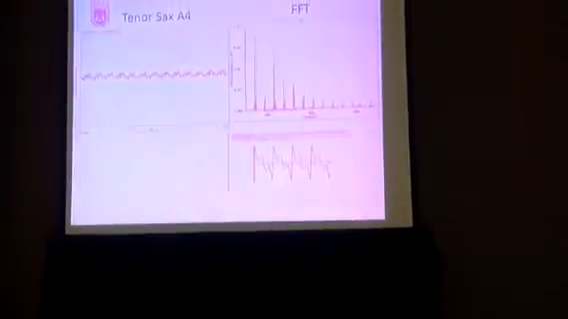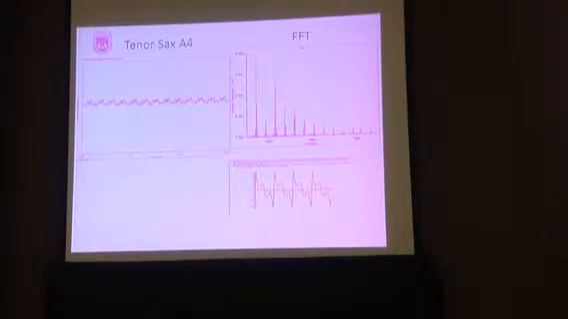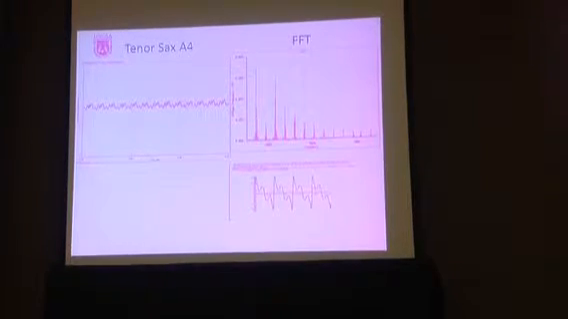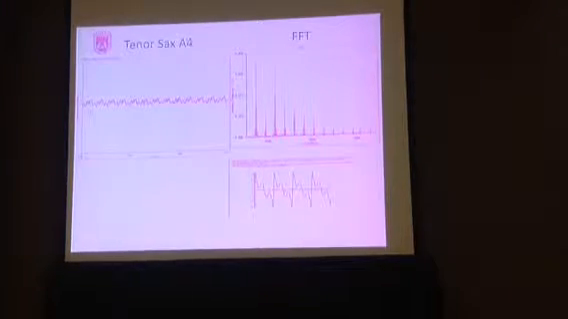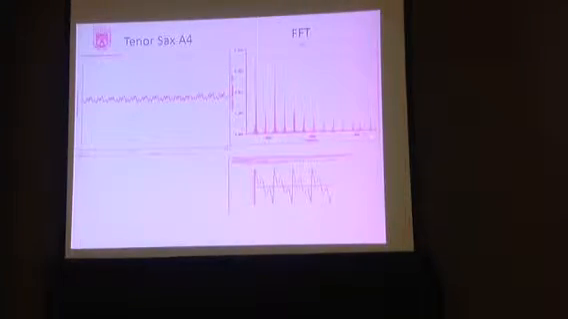Tenor sax playing A4, which is the A above middle C, 440 hertz. And it's a little more complex, you can see, because it's got all these higher harmonics present. And one of the things I did with this slide is I reproduced this, but not quite all the way. So in other words, you can see the harmonics. Many of them are present.